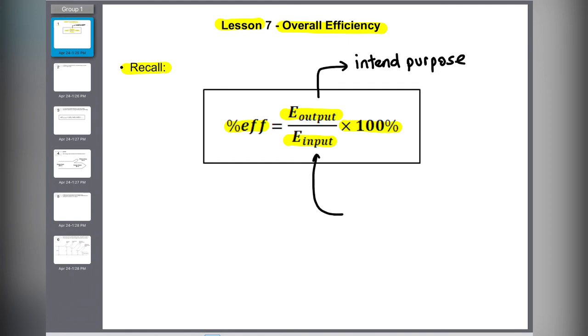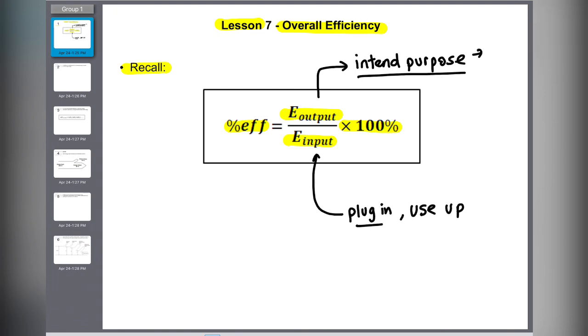And then think about the input as when you need to plug something in and you get the electricity or something like that. Okay? So it's how much you actually need to use up in order to get your object to do what it's supposed to do.